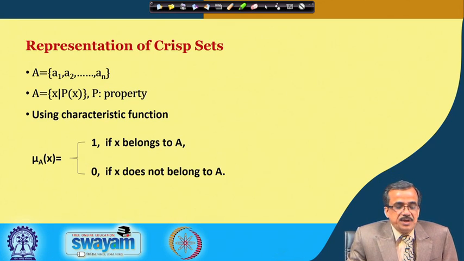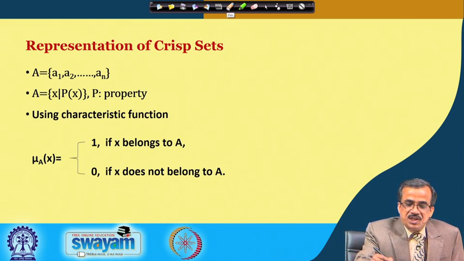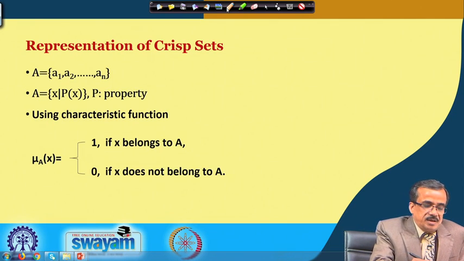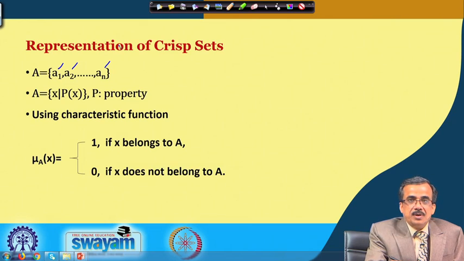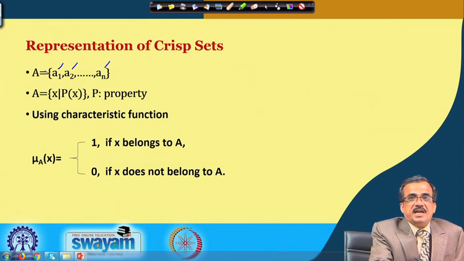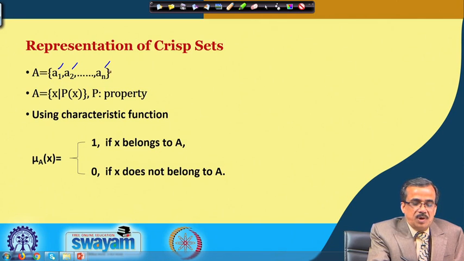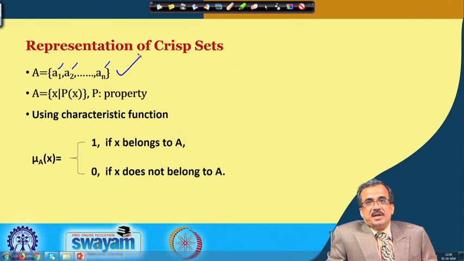Next I am going to discuss how to represent a crisp set, that is denoted by A. If you see the literature, the crisp set has been defined in 3 different ways. The first method: A is a collection of all the elements A1, A2 up to An. So, the classical set or the crisp set is written as A equals a collection of A1, A2 up to An. This is one way of representing the crisp set.